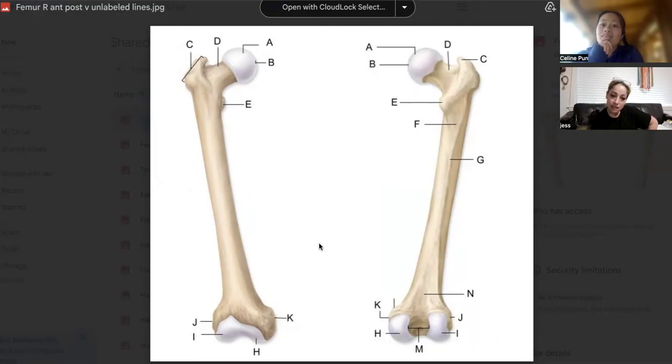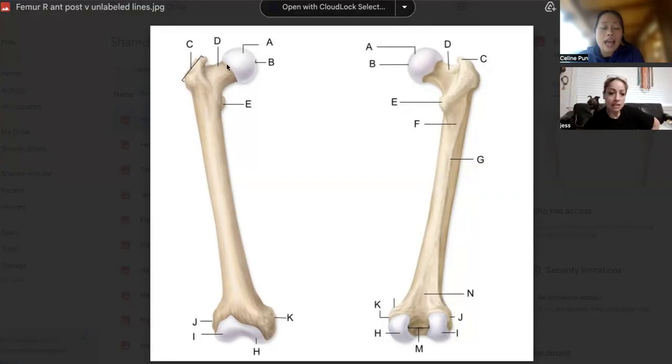What's G? This long piece in the middle of the femur. The shaft. Nice. Okay, what's A? What's the very tippy top of the femur called? The head. Yep. And what's the little hole inside of the head? The fovea. Yeah, just fovea by itself.